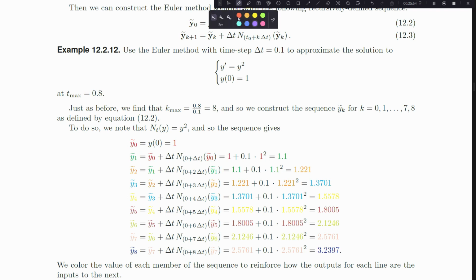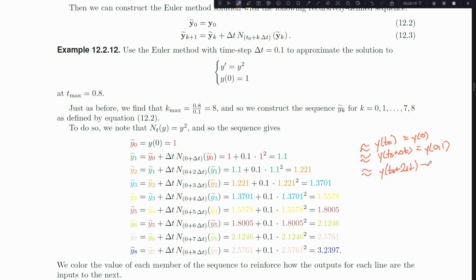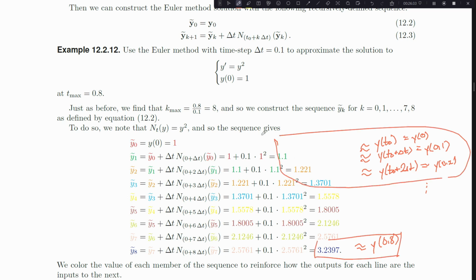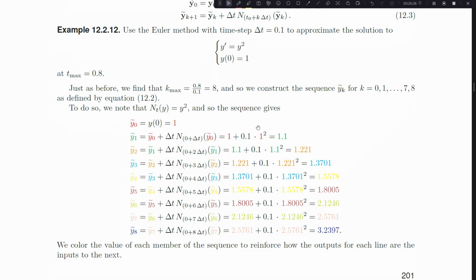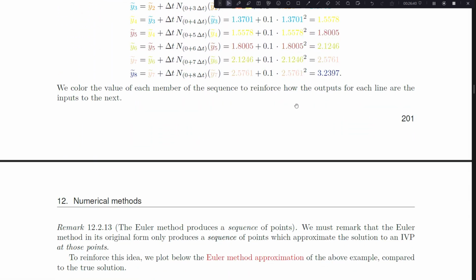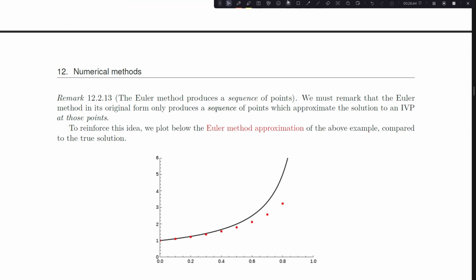Now, what is this line telling me? This is saying that this is approximately y at t0. This next one is approximately y at t0 plus delta t, which in this case was y at 0.1. Approximately y at t0 plus 2 delta t, which in this case was y at 0.2, and so on, and we eventually get approximately y at 0.8. So I'm pairing these with these numbers. I circled the wrong ones there, but you get the idea. And so what we get is a sequence of points which approximates my solution.